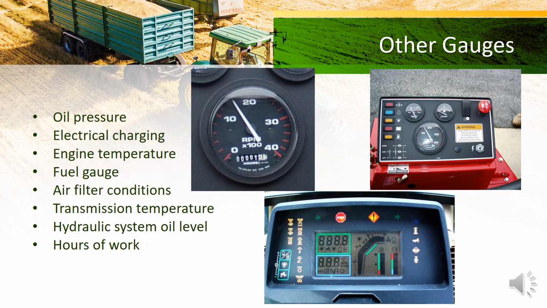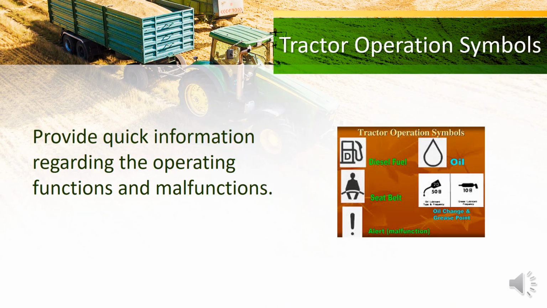So other gauges that you want to keep an eye on in a tractor instrument panel are the oil pressure, the electrical charging, the engine temperature, the fuel gauge, the air filter conditions, transmission temperature, hydraulic system oil level, and the hours of work. So the tractor operation symbols that you will find on your dash will provide quick information regarding the operation functions and malfunctions. You should always make sure that you read your owner's manual and work with the owner of the tractor to make sure you know what all those symbols mean.